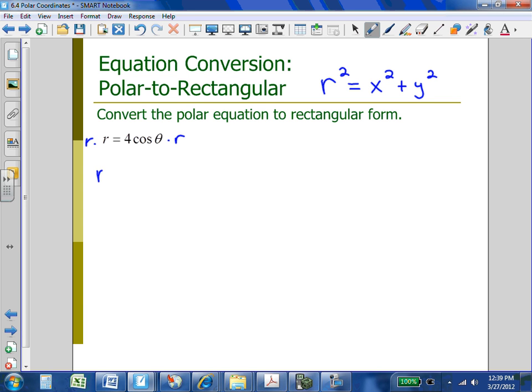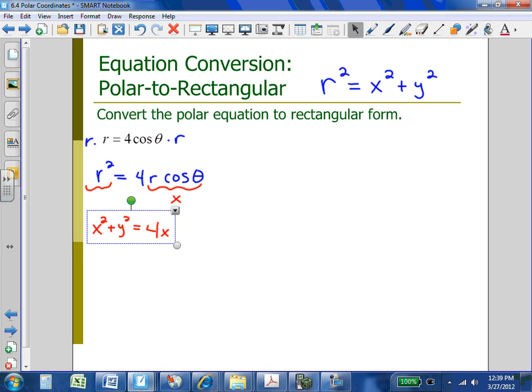So I get r times r is r squared. And here I get 4 times r times the cosine of theta. And I wrote it in that order on purpose because look right here, r times the cosine of theta, that's just x. And then over here, r squared, well, we just wrote that down. That was x squared plus y squared. So x squared plus y squared equals 4 times x. Okay, so we replace the r squared with x squared plus y squared, the r cosine theta with x. So now we have this equation, and we're almost there.